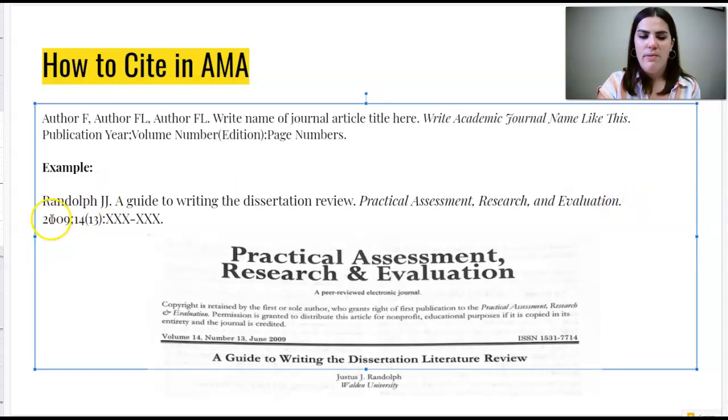And then immediately we have the publication year, which is 2009, which is immediately followed by a semicolon, the 14 for the volume number, which is immediately followed by the parentheses, which is 13 for the edition number, and then that is immediately followed by a colon, and we're just going to pretend that these are the page numbers. Okay, so the page numbers are going to be separated by this dash, but there's no space before or after the dash, and then finally a period at the very end.